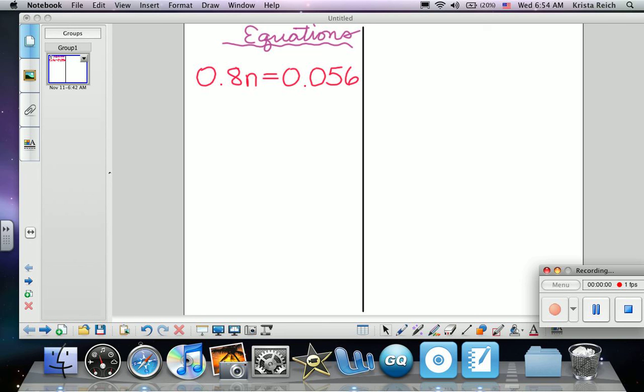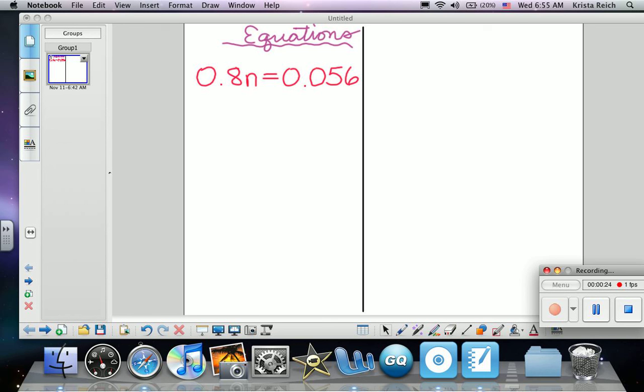Now let's go over how to solve decimal equations using multiplication. This is a decimal equation that involves multiplication, and I know that because I read this as 8/10 or 0.8 times n times what is going to give me 56 thousandths or 0.056.